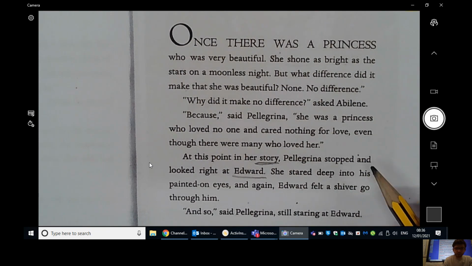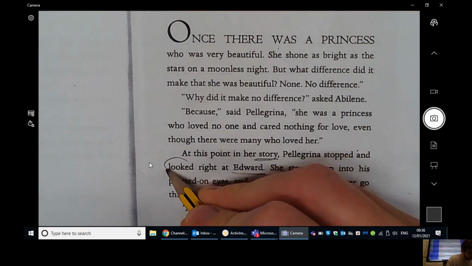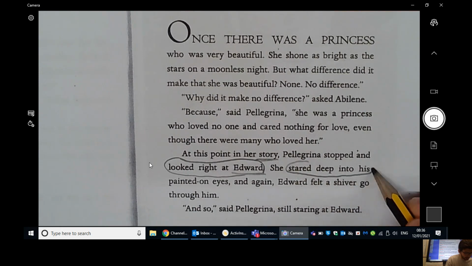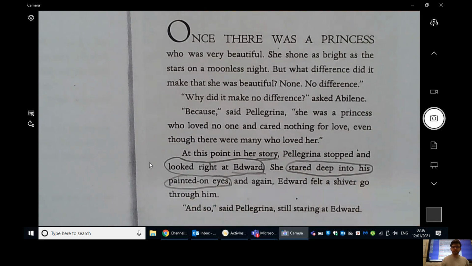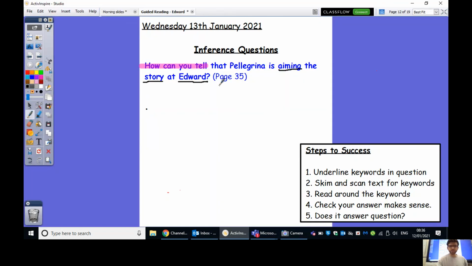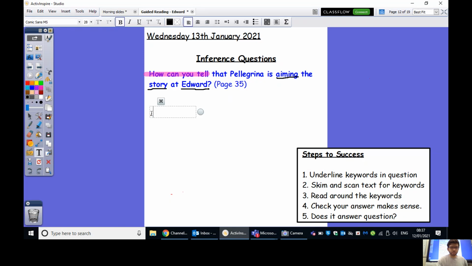So remember, the question is, how do we know that Pellegrina is aiming this story at Edward? Well, I would say the key fact here is that she looked right at Edward, as well as staring deep into his painted-on eyes. So those are the two bits of information. So let's go back to the question and write our answer. It says here, how can you tell that Pellegrina is aiming the story at Edward? So I'm going to start with, I can tell that Pellegrina is aiming the story at Edward.